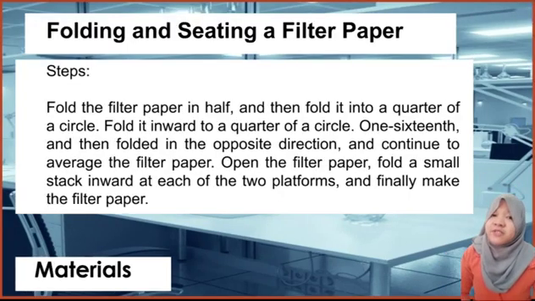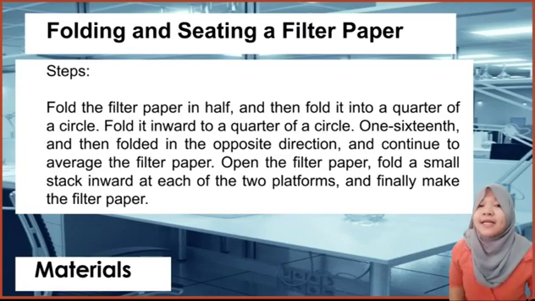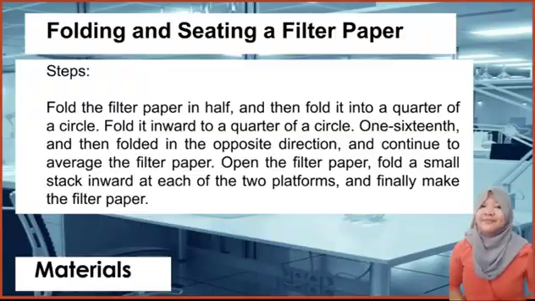So now, let's proceed to the folding and setting a filter paper. These are the steps. First, fold a filter paper in half, and then fold it into a quarter of a circle, and fold it inward to a quarter of a circle again, 1/16, and then fold it in the opposite direction, and continue to alternate the folds in the filter paper. Open the filter paper, fold a small stack inward at each of the 2 platforms, and finally make the filter paper. For a full understanding, let's watch this video.